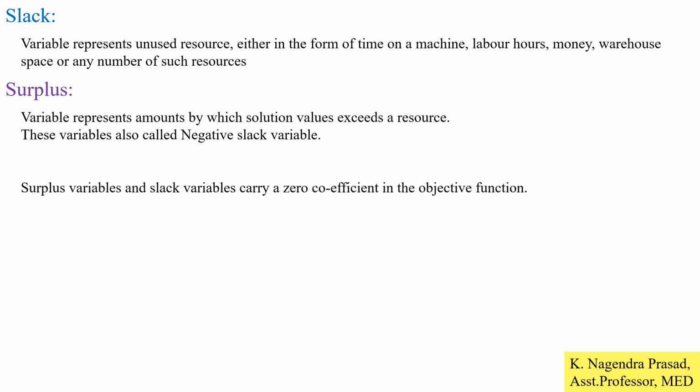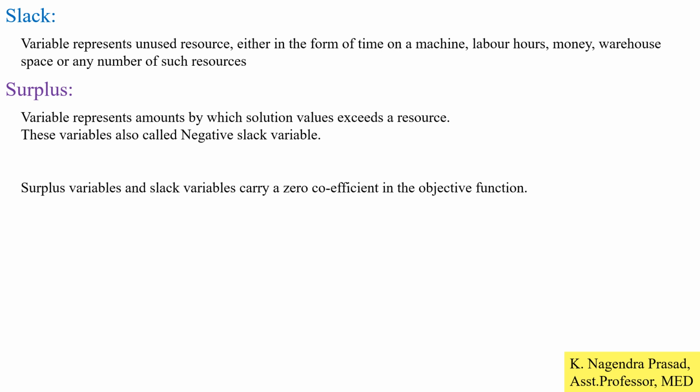Now let's see the definitions of the slack variable and the surplus variable. First, the slack variable. The variable represents unused resource, either in the form of time on a machine, labor hours, money, warehouse space, or any number of such resources. Similarly, the surplus variable: the variable represents the amount by which solution values exceed a resource. These variables we also call negative slack variables.